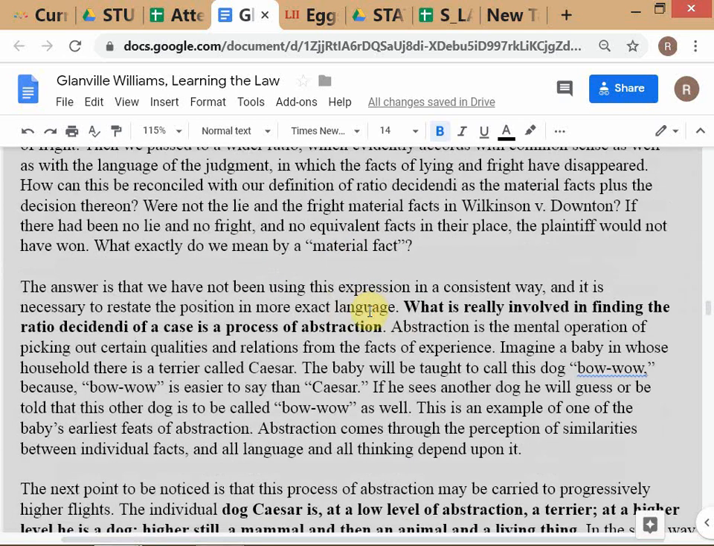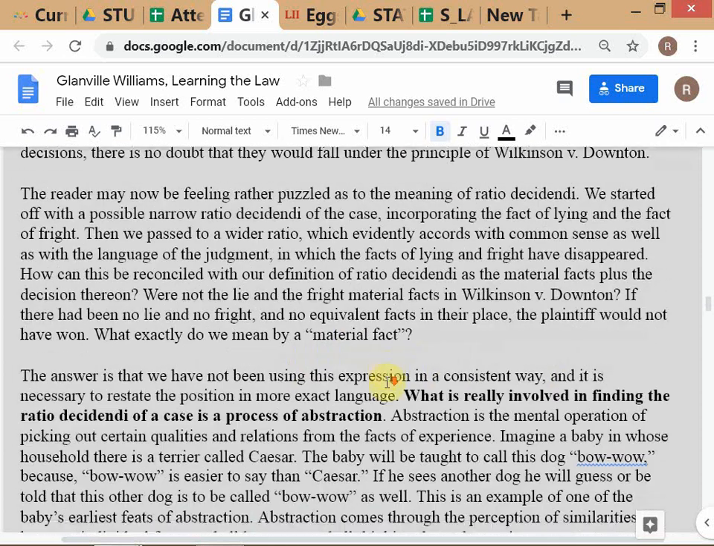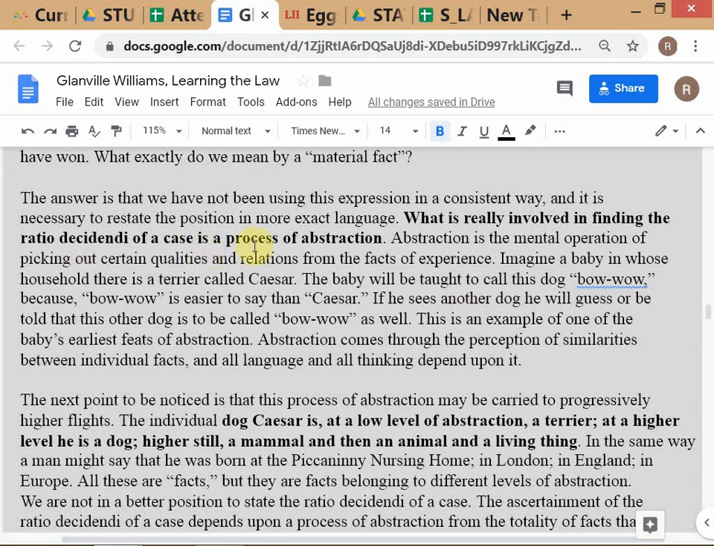Okay, so what I'm trying to get to here is that what is involved in finding the ratio decidendi of the case is a process of abstraction. What does he mean by the process of abstraction? Abstraction means essentially looking at the same phenomenon at various levels. It's almost like using a different zoom lens for each level. For example, I can look at a geographical area as a city, or as part of a district, then a state, then a country, then a continent, then the planet, then the solar system, then the galaxy.